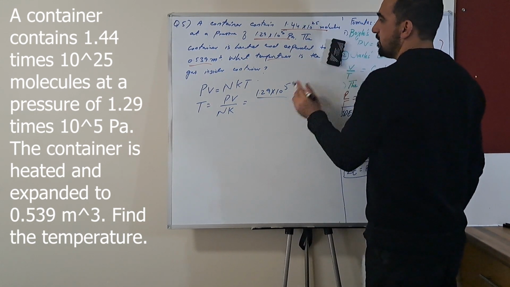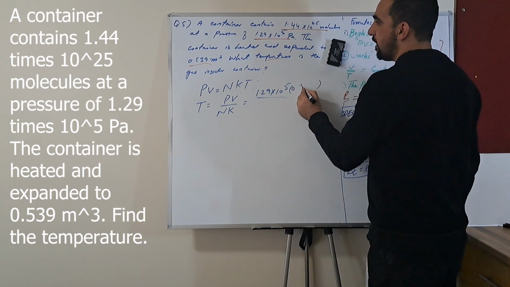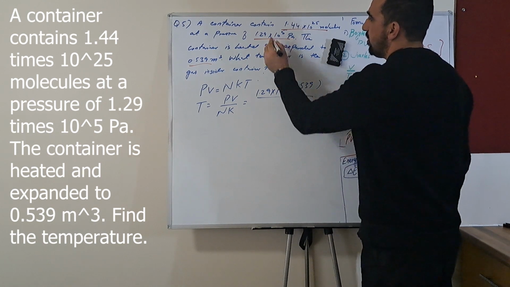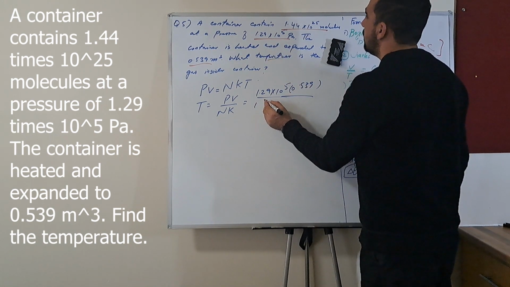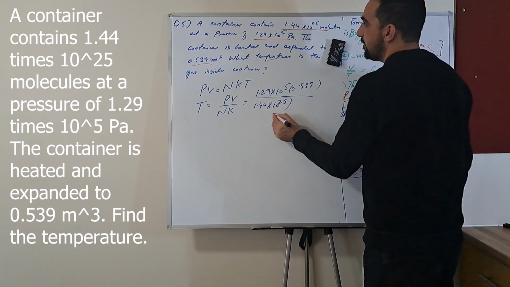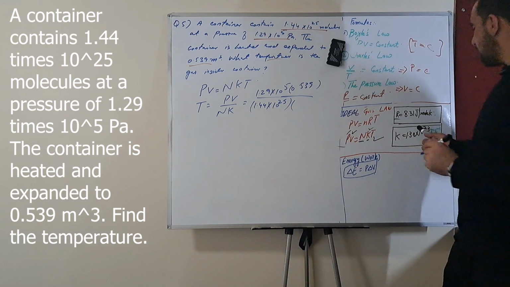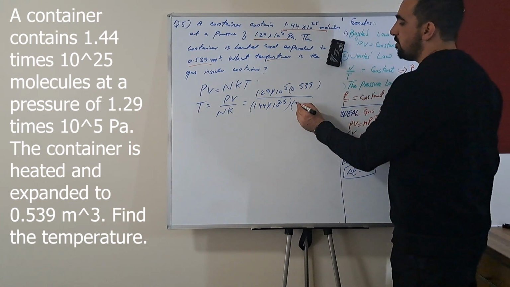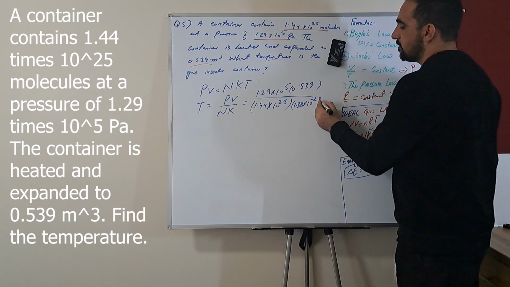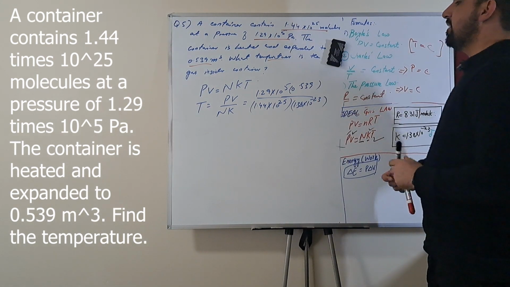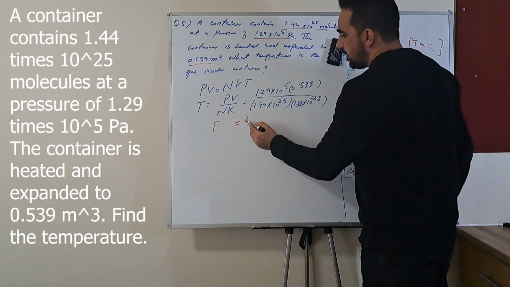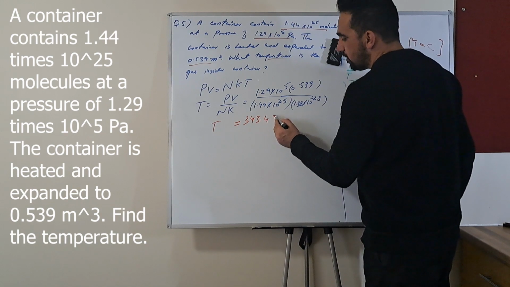got volume which is 0.539, and we got number of molecules which is 1.44 times 10 to the power 25, and we got K which is 1.38 into 10 raised to power minus 23. It's 23. Okay, let's solve them quickly. 343.4 Kelvin.